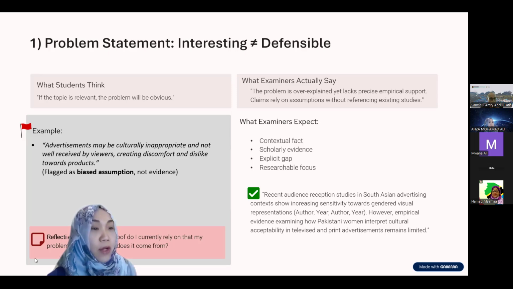Something for you to consistently improve in your writing would be: what proof do I currently rely on that my problem exists, and where does it come from? You've got to make sure that you keep updating your reading, especially when you're doing your PhD thesis for 4 years. New problems surface, along with reports and literature, so you keep updating that chapter or that part.